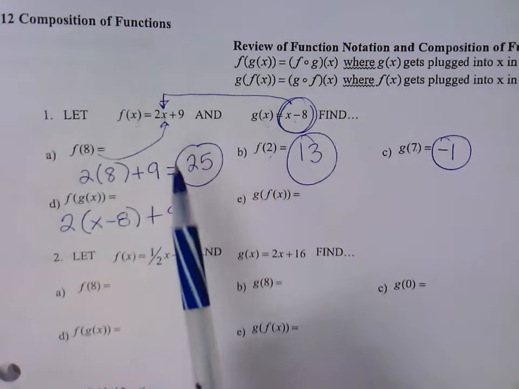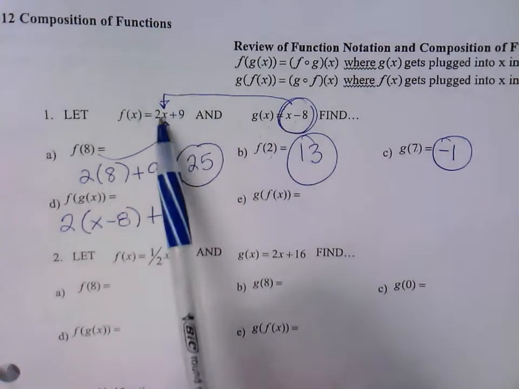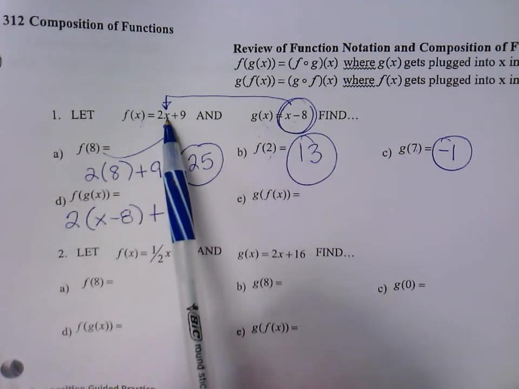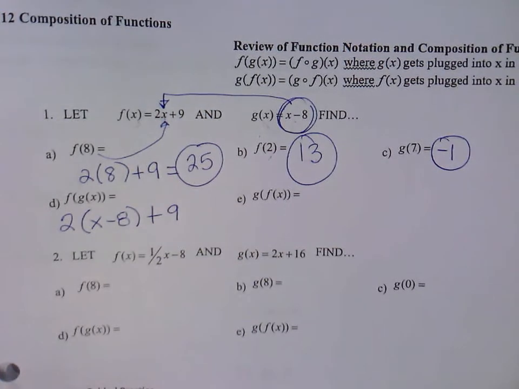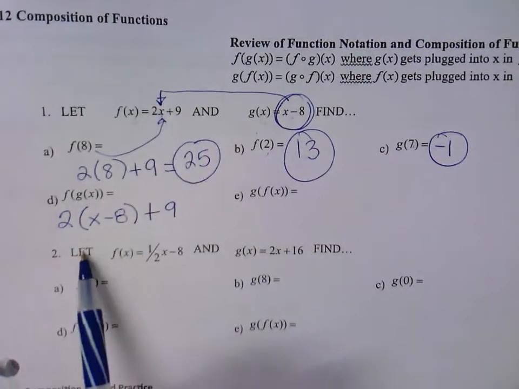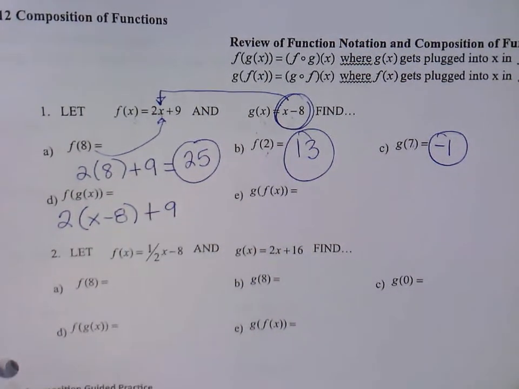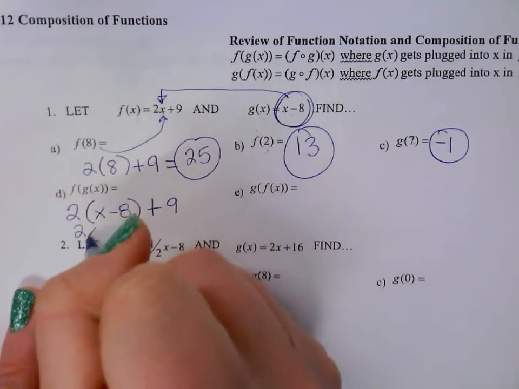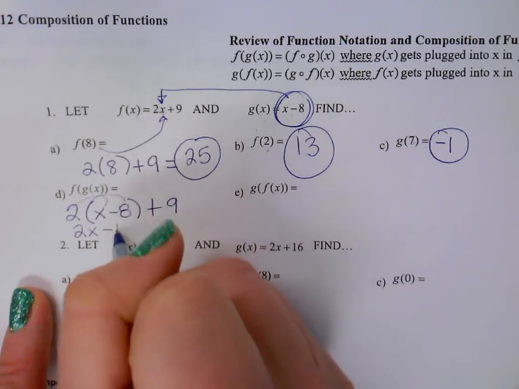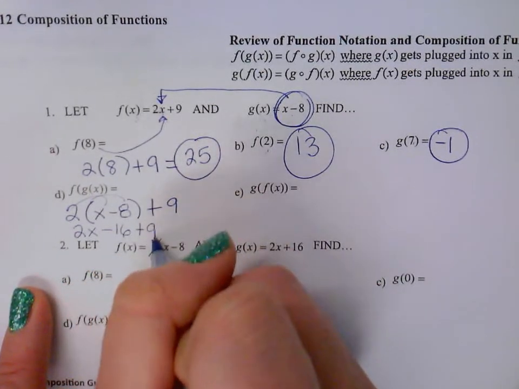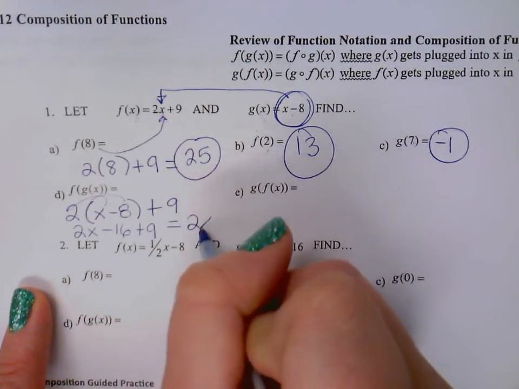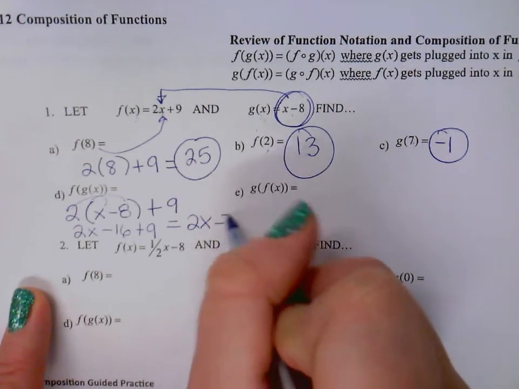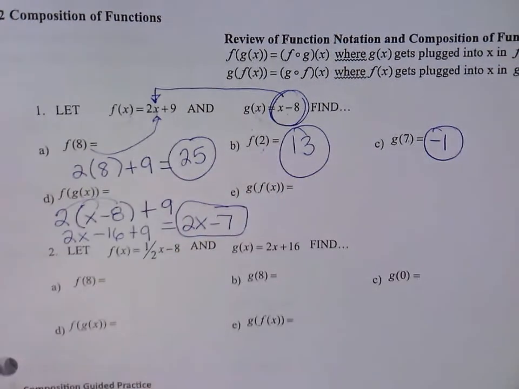So I couldn't plug in a number, so I plugged in the entire function. And now I'm just going to simplify. If you put in a function, you're going to end with a function instead of a number. So you're just going to use the distributive property. 2x minus 16 plus 9 would simplify to what? 2x minus 7. So we composed the two functions.